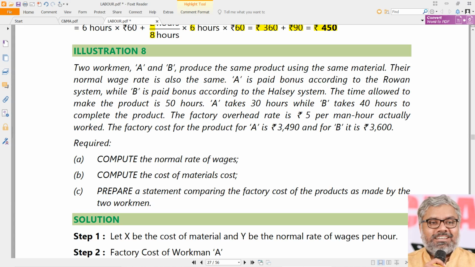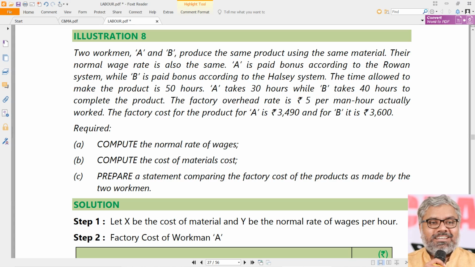So this is a past examination question, a perfect question which can be asked at any time with a little bit of change in numbers. So illustration number 8, read it carefully. Two workmen A and B produce the same product using the same material. So what they are doing is same, what material they are using is same, and their normal wage rate is also same. Whatever wage rate they have per hour is also same. But the only difference is A is paid bonus according to Rowan plan, whereas B is paid bonus according to Halsey plan. So A is paid with Rowan, B is paid with Halsey. This is all the information that is given in the question already.